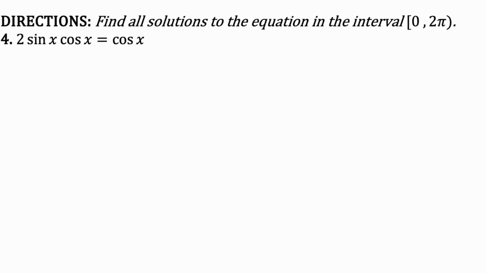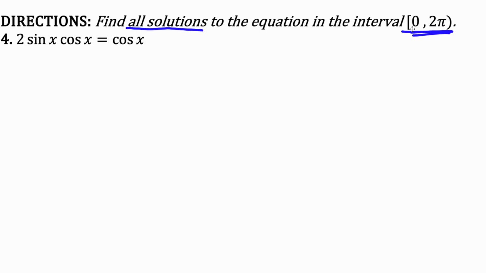Next up, we have an equation here. We want to find all the solutions. Remember, all the solutions. This is the difference between inverse trig functions and trig equations: we're finding all the solutions from 0 to 2 pi, which means every quadrant. So we need to look at this in all quadrants.